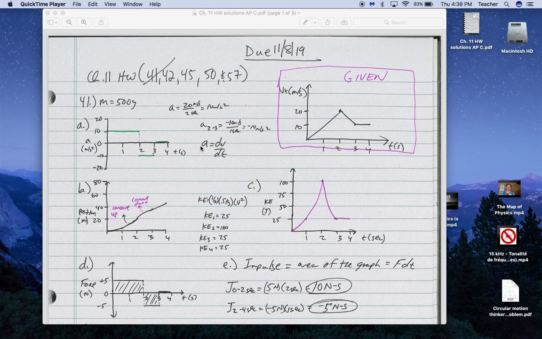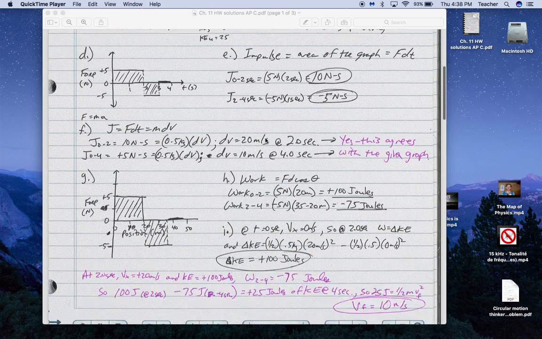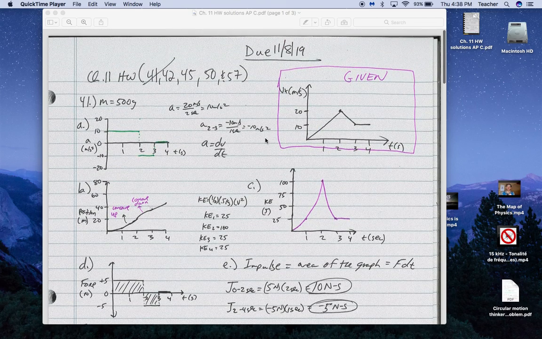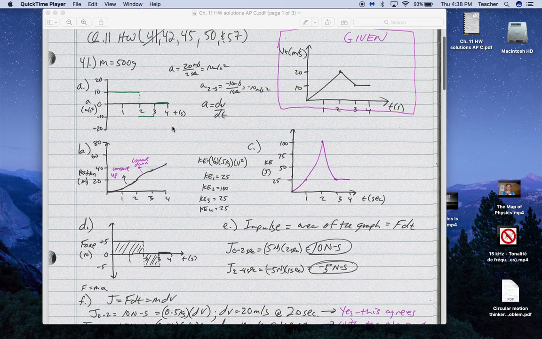The chapter 11 homework. There were not a lot of problems here, but they're pretty lengthy. The first one, you were given this information, which is a velocity time graph, and that's the basis for everything else, parts A through I. You're also told that the particle we were talking about had a mass of 500 grams. So the first thing was to determine the acceleration time graph from that.